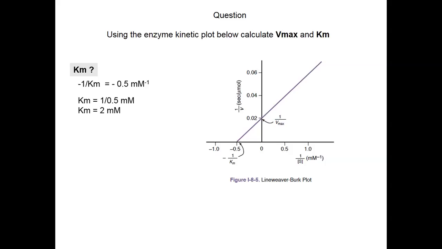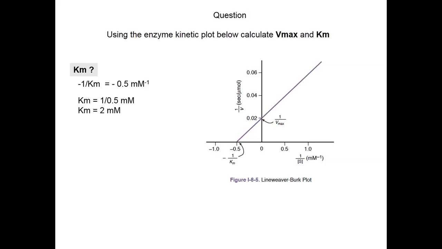When you hit this point where the line hits the x-axis, it's minus 1 over Km, and when you read it, it's minus 0.5. Whatever value you have there, it's equal to minus 1 over Km. Is that clear? All right. So you say minus 1 over Km is equal to minus 0.5. You have to write it down. Let me put it this way: do not try to do this quickly.